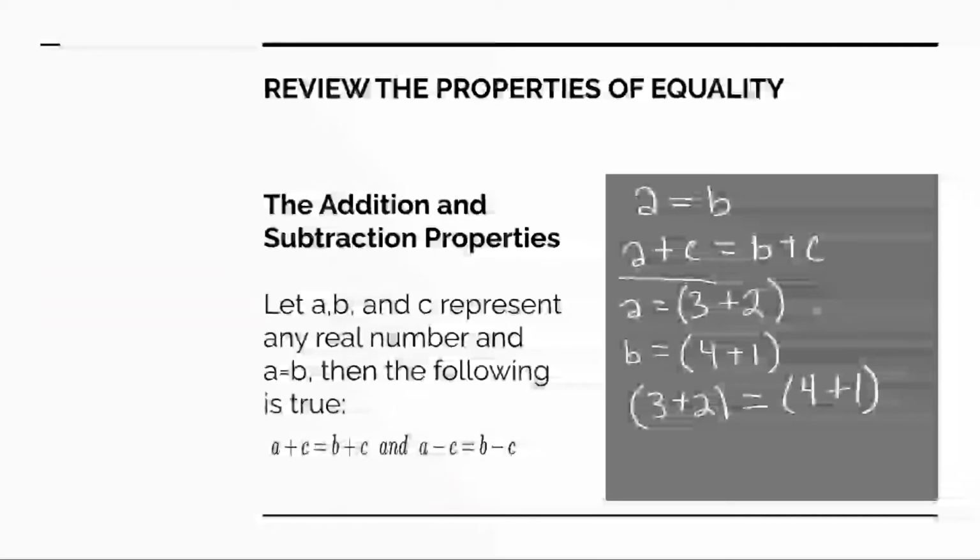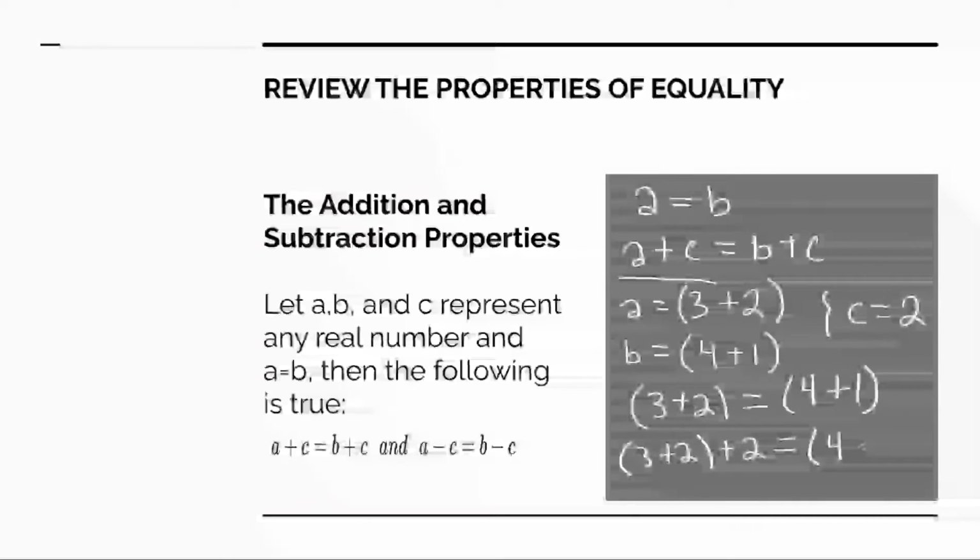Now let's add on C here. Let's let C equal 2. This is saying that 3 plus 2 plus 2 is equal to 4 plus 1 plus 2. And indeed, this is true. We have 7 equals 7. So that's the addition property of equality.